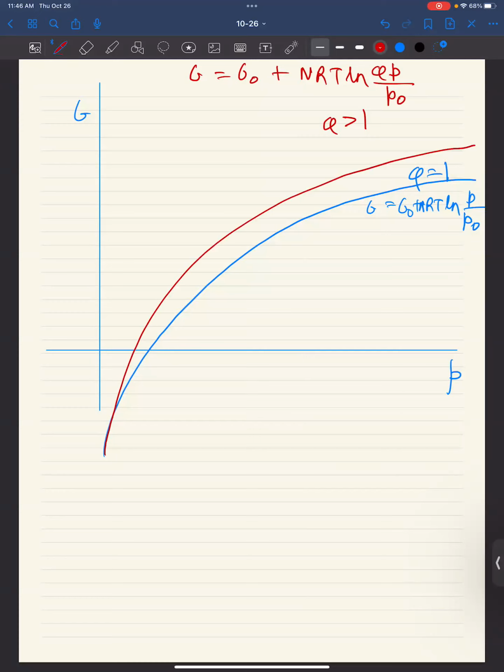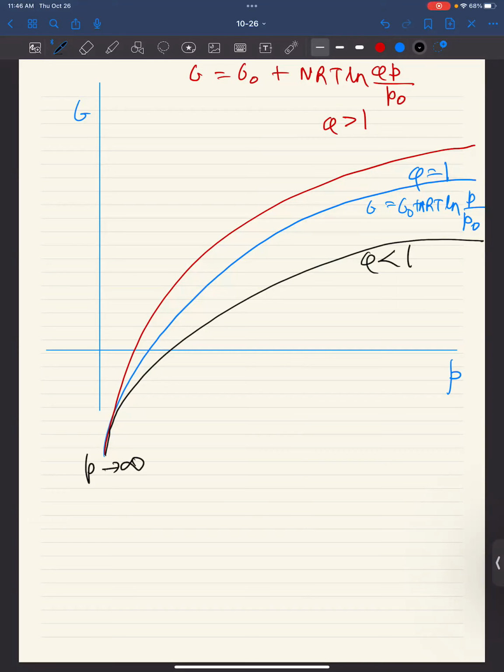this, okay? Now, if you think about phi less than one, it's always going to be lower, except when you hit P tends to infinity. G tends to minus infinity. And that's why I said, anytime you draw a free energy curve at the low pressure regime, it should always be going to minus infinity. It does not matter whether it is ideal or non-ideal. There is difference in the middle, okay?